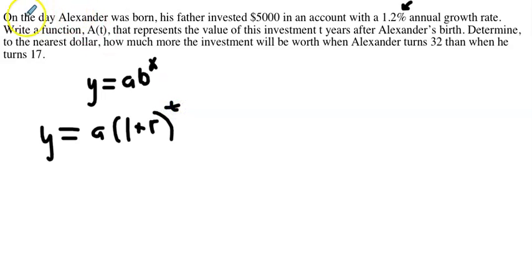So if we read this question, it says, on the day Alexander was born, his father invested $5,000 in an account with a 1.2% annual growth rate. Write a function A of t that represents the value t years after Alexander's birth. So in this case, they're telling us to use A instead of y. So we're going to put A of t.